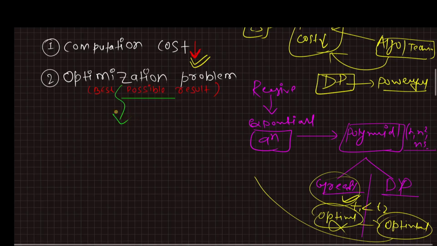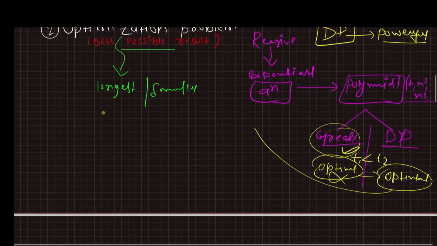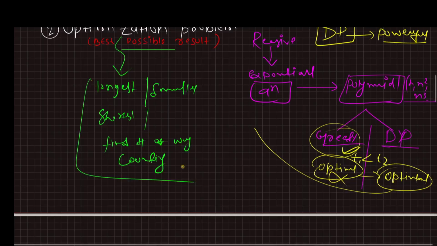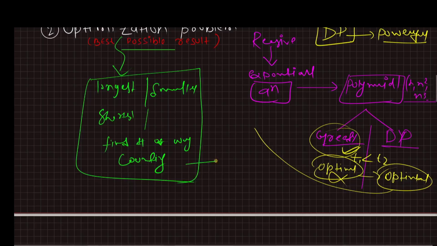So what kind of optimization problem can it be? Like longest, smallest, or shortest, or maybe the number of ways, find the number of ways, or a counting problem. This kind of problem usually deals with optimization, and it can be efficiently solved through dynamic programming.